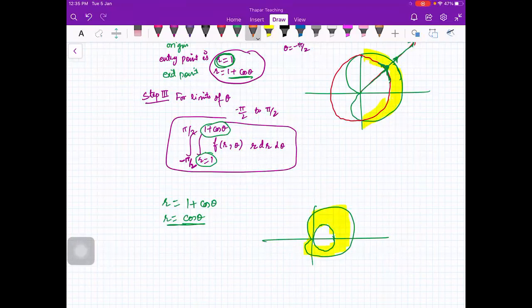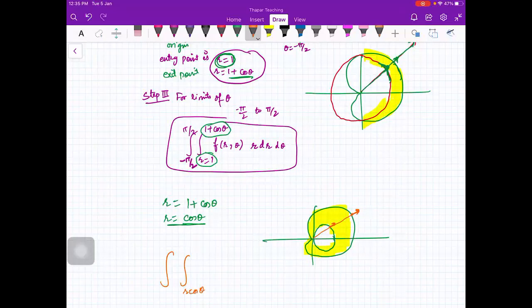Now the inner portion is r is equal to cos theta. Now you draw a ray from the origin. So this is the entry point, which is r equal to cos theta, and this is your exit point. So your integration will be from r equal to cos theta to 1 plus cos theta.